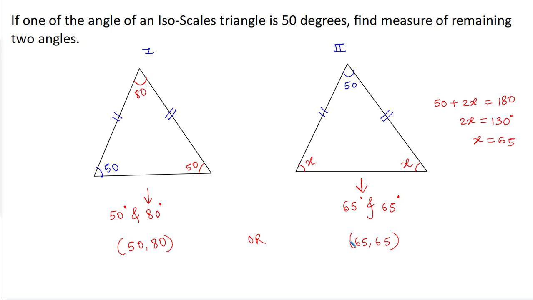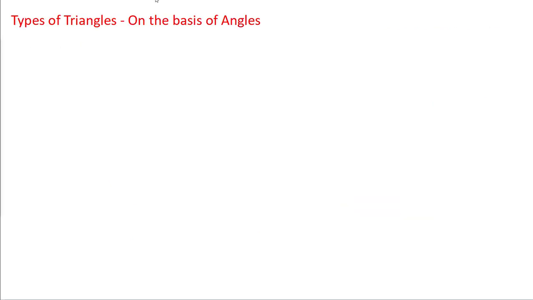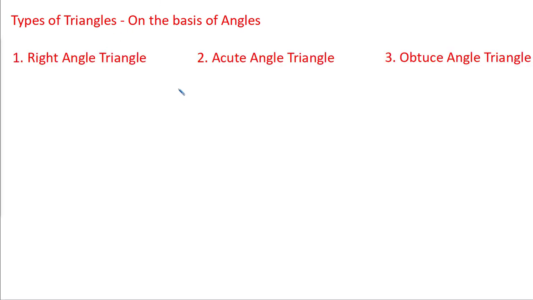Okay everyone, now after this let's have a look at the types of triangles on the basis of angles. The first type is right angle triangle, the second type is acute angle triangle, and the third type is obtuse angle triangle. Okay everyone, so right angle triangle, let's have a look at the definition first of all.